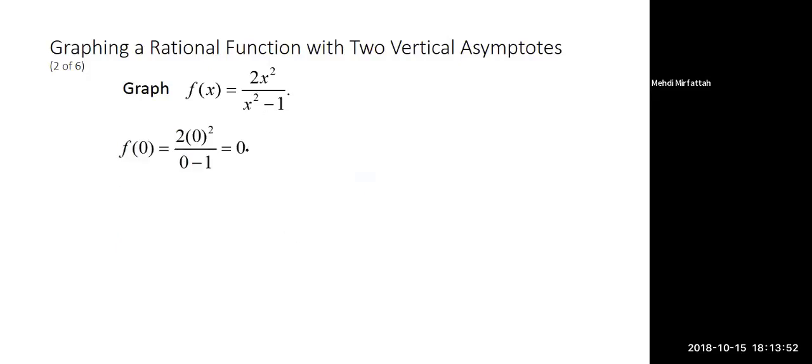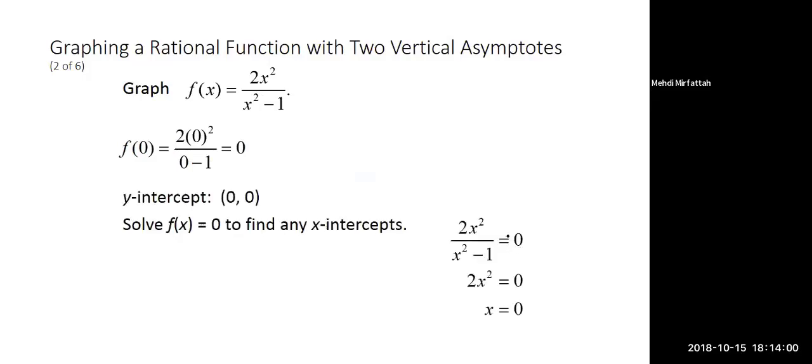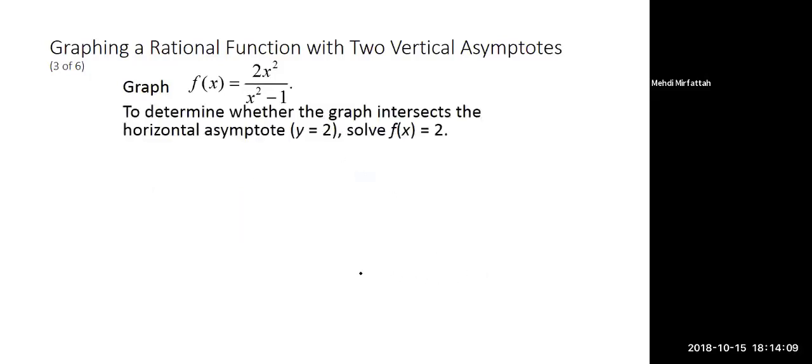We can let x equal to 0 and solve for y. That would be your y-intercept, which is (0, 0). And you can find the x-intercept the same way. You let f of x equal to 0 and solve for x. As you can see, it passes through the origin.